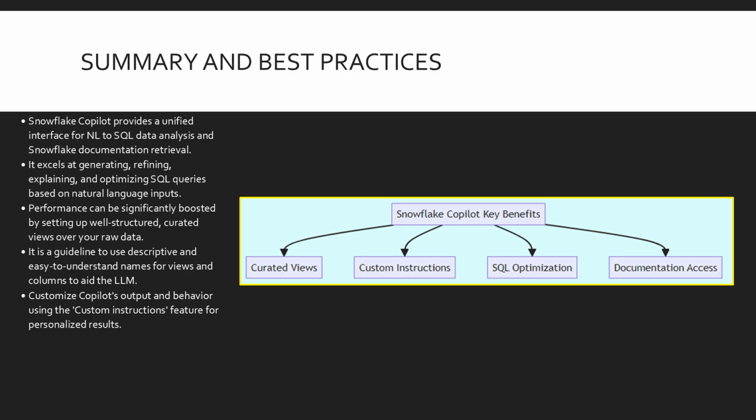This radar chart effectively summarizes the main benefits and core features delivered by Snowflake Copilot to the end user. The chart highlights the significant value derived from using well-structured curated views, demonstrating their paramount importance in boosting the AI's analytical accuracy and speed. Next, the ability to configure custom instructions shows the high degree of personalization and control users have over the agent's behavior. SQL optimization, which encompasses generating, refining, and fixing queries, is shown as a leading benefit, reflecting the agent's core function as a code assistant.